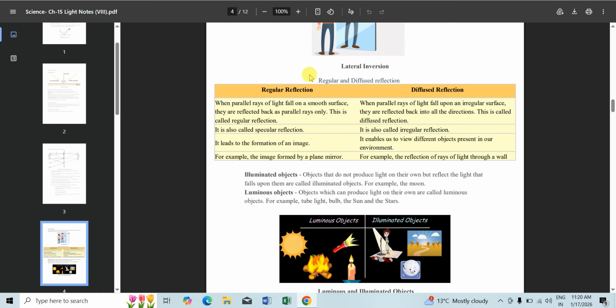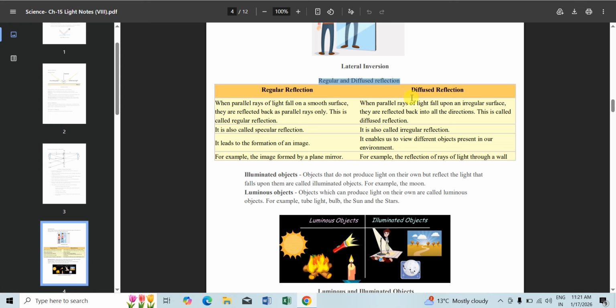Now regular and diffuse reflection. Regular reflection means when the parallel rays of light fall on a smooth surface and get reflected as parallel, they are known as regular reflection. So you can take the example of the image formed by a plane mirror. Firstly, let me tell you that the surface must be smooth and must reflect the ray. So the plane mirror, you already know that it is smooth, so it reflects the ray parallel.